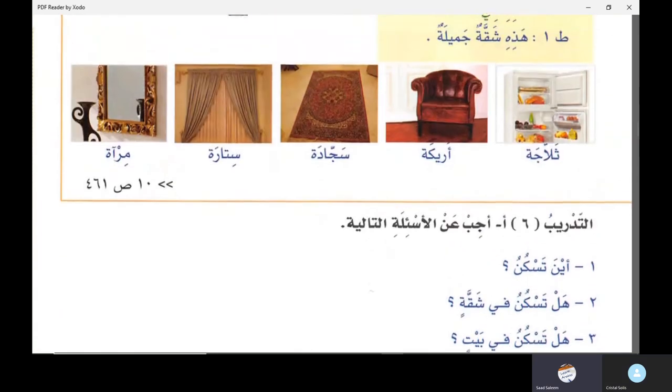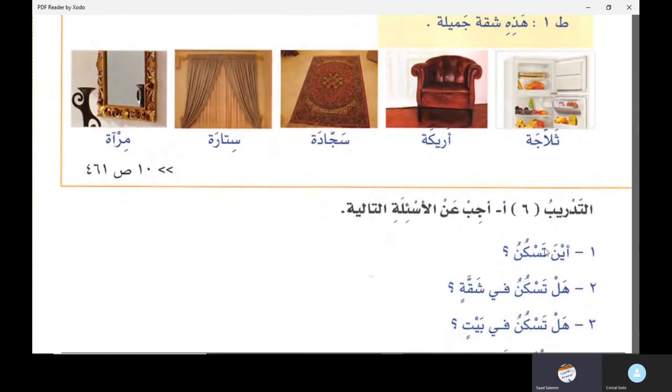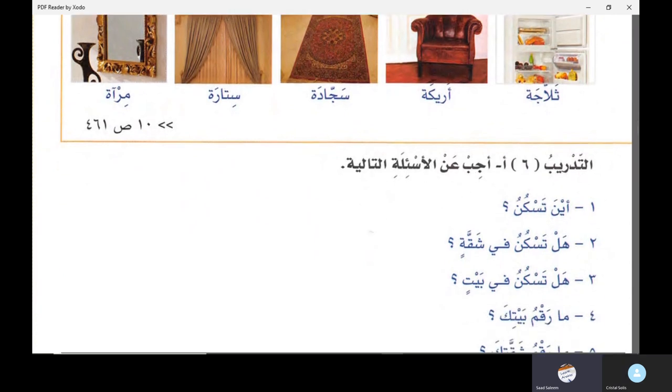Okay. So now these questions are for you. At the end of this, answer according to yourself. Sixth exercise, answer the following questions. So let me convert these questions for female, since you are female.